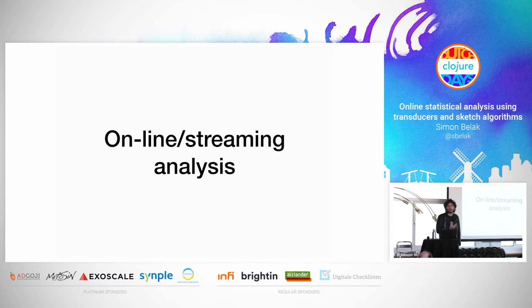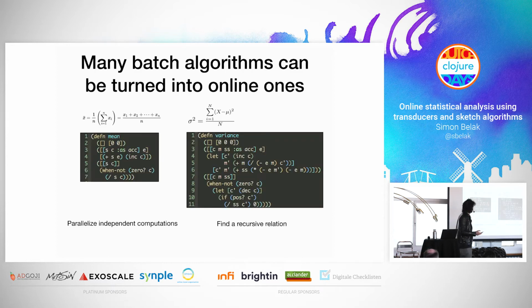And this is obviously a very nice property to have, because it enables us to work with massive amounts of data without having to have massive amounts of memory. But it luckily turns out that many of the classical algorithms can be turned into online versions, meaning versions which take a single pass through data.